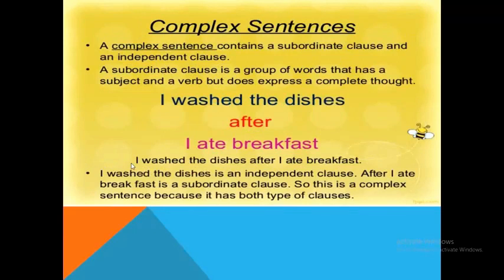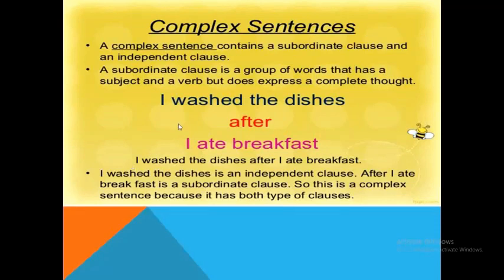A complex sentence contains a subordinate clause and an independent clause. A subordinate clause is a group of words that has a subject and a verb but does not express a complete thought. I washed the dishes after I ate breakfast. I washed the dishes is an independent clause. It's a complete sentence that gives the meaning that someone washed the dishes. After I ate breakfast is a subordinate clause. So this is a complex sentence because it has both types of clauses.